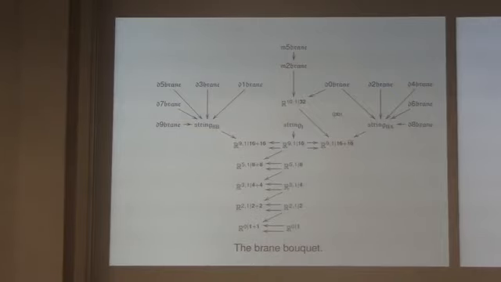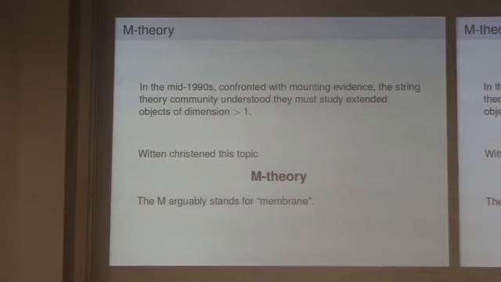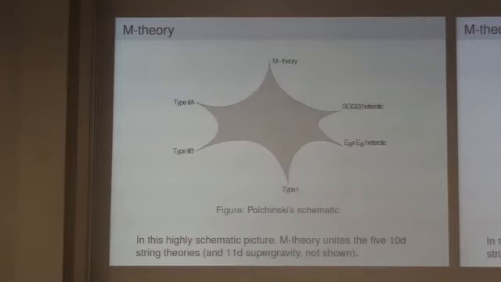So let's get started. First, because I have M theory in my title, I have to tell you a little bit about what M theory is. And there are some actual experts in this audience who know a lot more about M theory than I do. But for the people that don't know, and just to put it in context for the people that do, in the mid-1990s, confronted with mounting evidence, the string theory community understood that they must study extended objects, D-branes and M-branes, of dimension greater than one, dimension bigger than a string. Witten christened this topic M theory. The M arguably stands for membrane, but at the time this was a little controversial, so they decided to call it M theory. And here's a very schematic picture of the M theory idea. This picture is due to Polchinski.